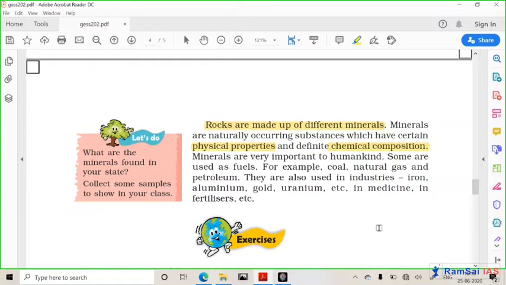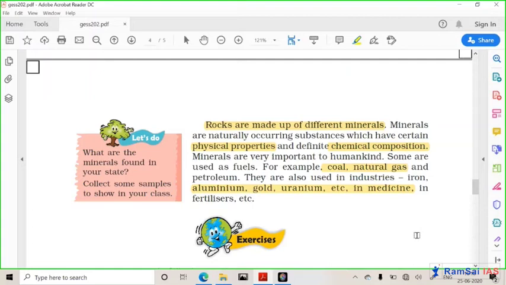Some are important for industrial purposes, some are important for recreational purposes, some are important for agriculture. So these are the different uses. Some are important for medical purposes. These are the different minerals which are found in the different types of rocks.